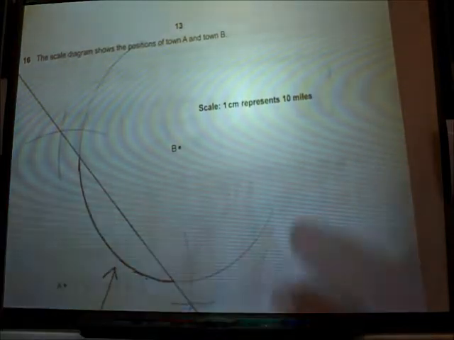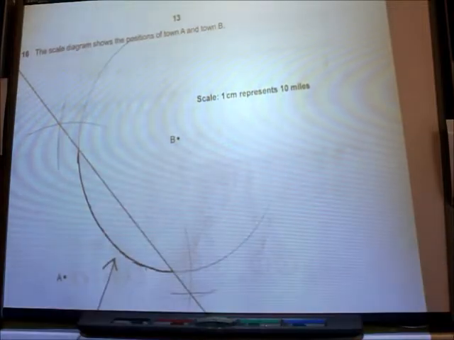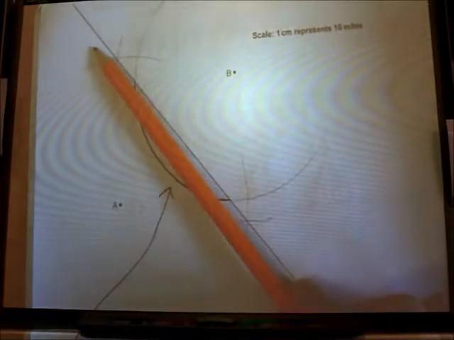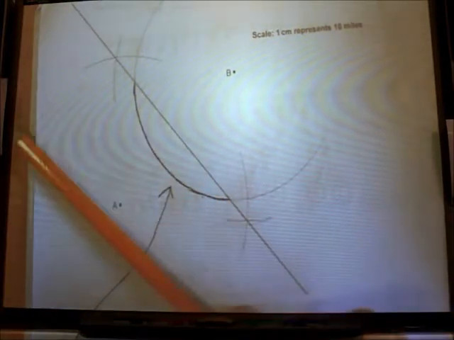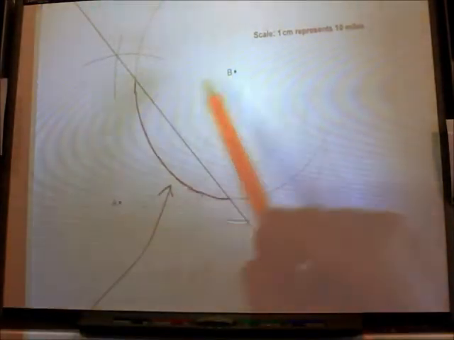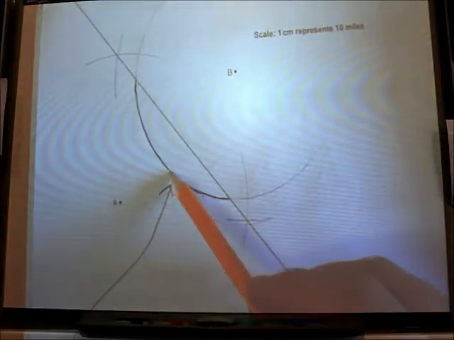On the diagram, you must show all the possible locations of Lucy's house. So Lucy's house is closer to town A, sorry. So that means it is below or to the left of the line, or below the line. So it's this side of the line. And because it's exactly 50 miles from town B, it can be anywhere along this line here.